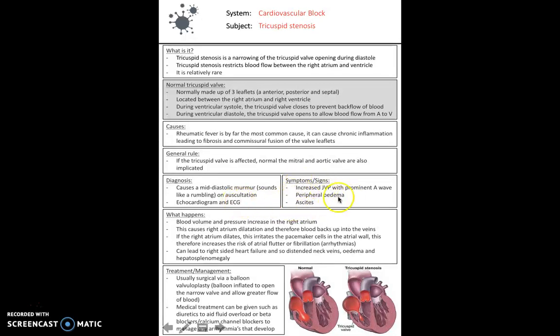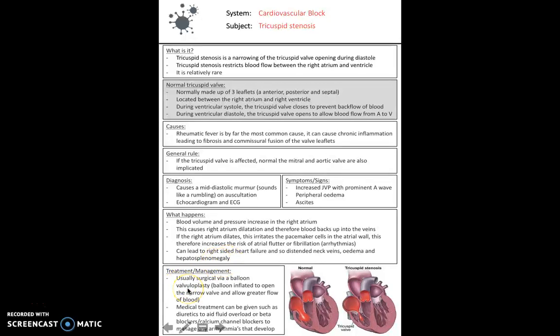In terms of clinical signs as well, you may see an increased JVP, particularly with a prominent A wave. You may also see peripheral edema and ascites in these patients. Tricuspid stenosis can also lead to right-sided heart failure, so key symptoms or signs here are distended neck veins, edema and hepatosplenomegaly. So of course this is an increase in the size of the liver and the spleen.